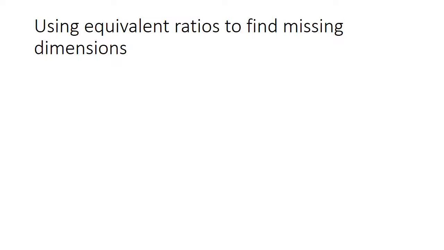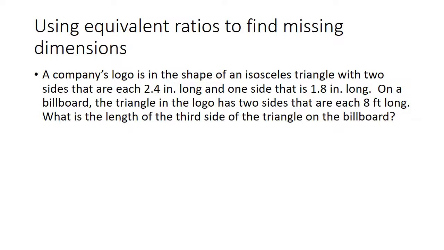Now, you can also use equivalent ratios to find your missing dimensions, which I think is a slightly easier way to do it. Let's say a company's logo is in the shape of an isosceles triangle. The two sides are 2.4 inches long and one side is 1.8 inches long. On the billboard, the triangle with the logo has sides that are 8 foot long, so we are enlarging. What will the third side length be on the triangle on the billboard?